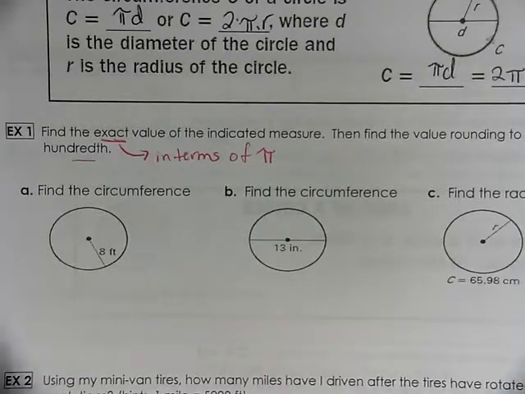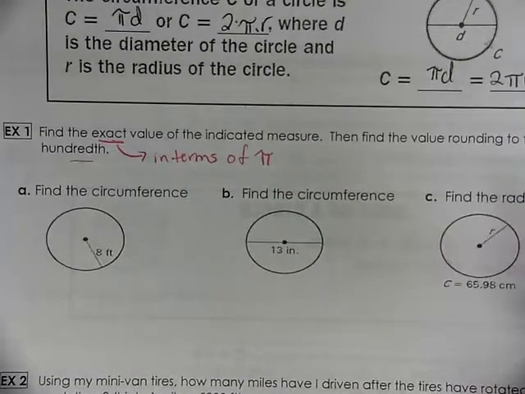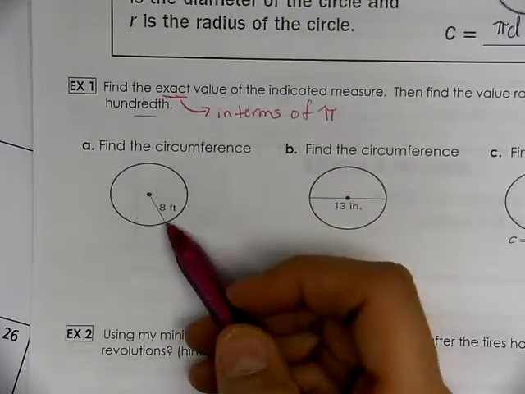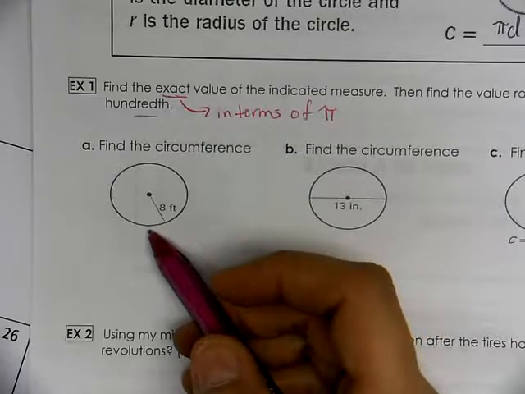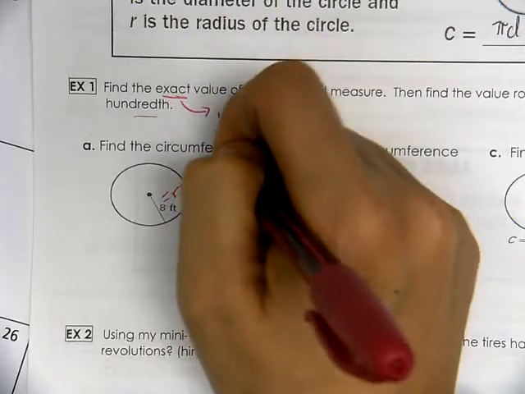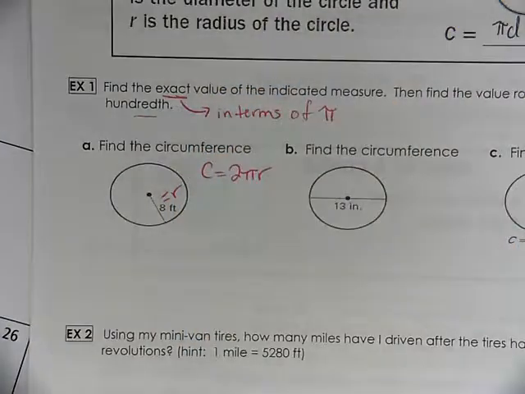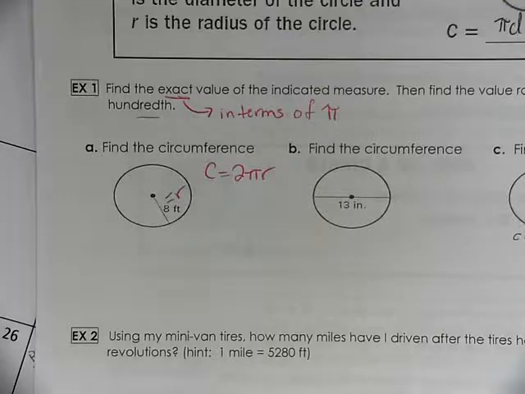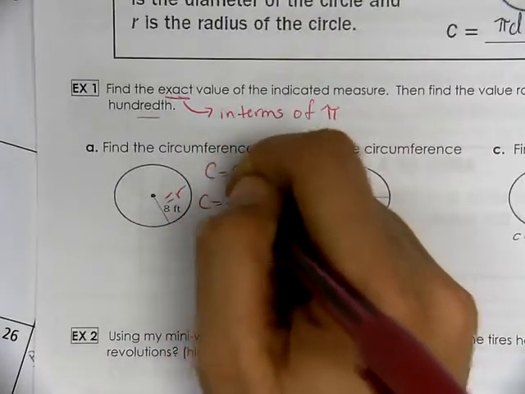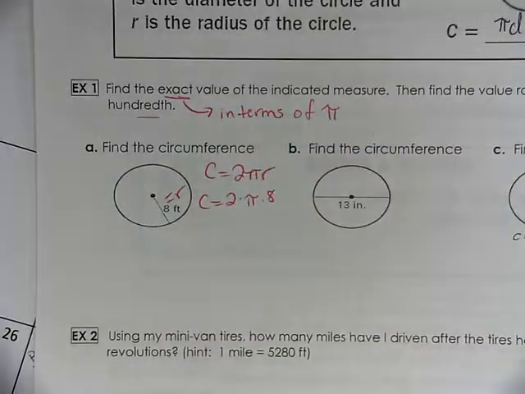We're going to do both, the exact answer and the approximate answer. Okay, the exact answer is more exact, that's why we call it the exact answer, because pi goes on forever and ever and ever. So for A, if I want to find the circumference, is 8 feet the radius or the diameter? It's the radius. So you got to use C equals 2 pi r. And all we're going to do is substitute 8 for r. So C equals 2 times pi times 8.